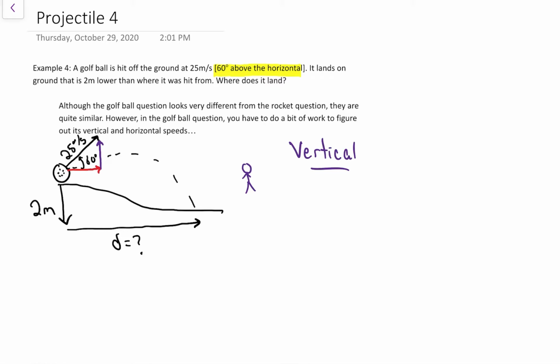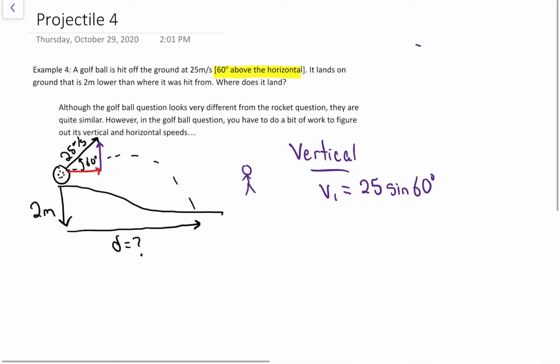That first split second it was hit, I wouldn't see the ball moving 25 meters per second. I would see it moving that component that I've drawn in purple, that side that's opposite the angle. That's how quick I would see it moving upward. From trig, you can do a little work in the margins to double check. That's a sine relationship. So V1 will be 25 multiplied by the sine of 60.